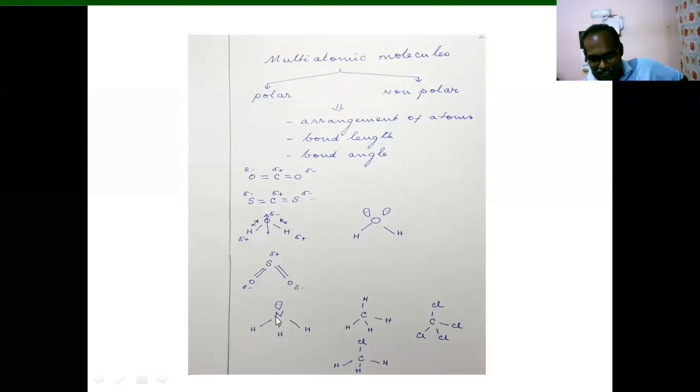This nitrogen-hydrogen bond is also polar. This nitrogen-hydrogen bond is also polar. But you add the vectorial sum of these polarity vectors. When you add all these polar vectors, you will be having the dipole moment in this direction. So this is the dipole moment. Therefore, ammonia is having a permanent dipole moment.